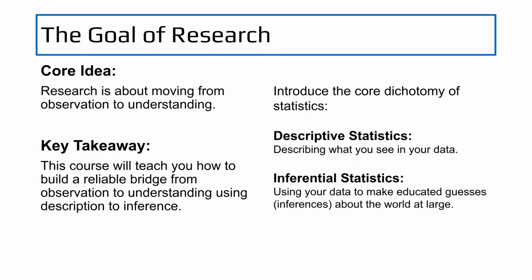Slide explaining the goal of research and the two types of statistics. At its heart, research is about moving from simple observation to a deeper understanding. This course is designed to build a reliable bridge from what you can see to what you can infer. To do that, we use two main branches of statistics. First, descriptive statistics, which is all about summarizing the data you have in front of you, and second, inferential statistics, where we use that data to make educated guesses about the wider world.